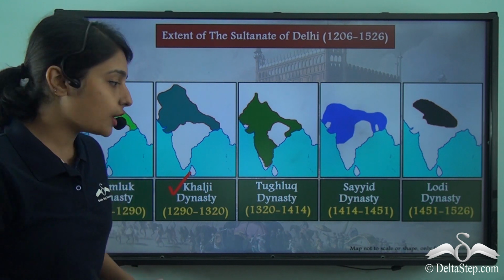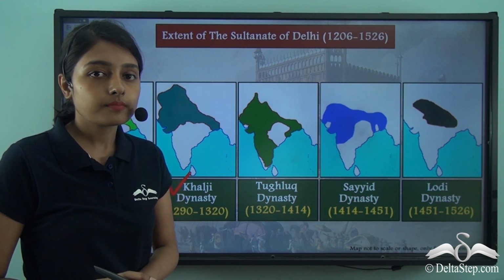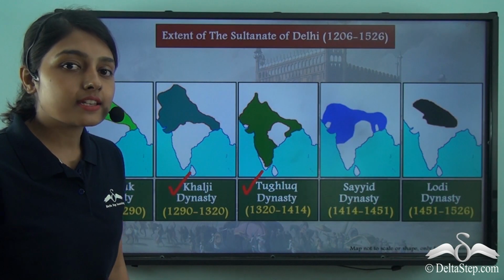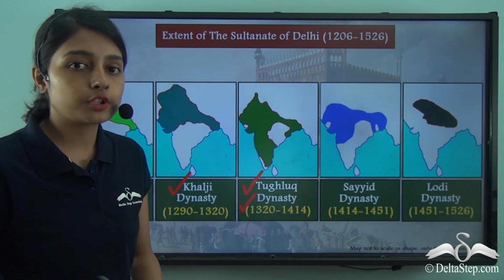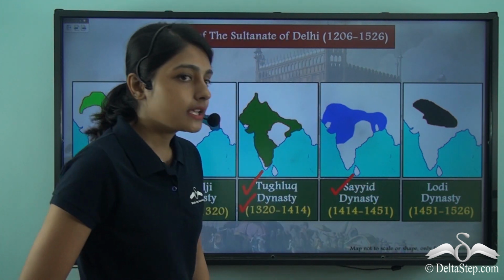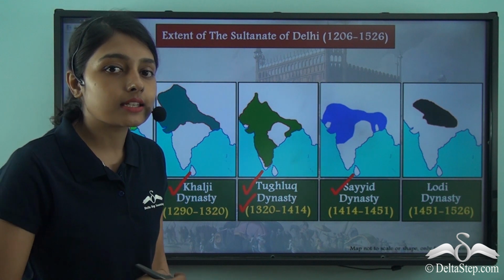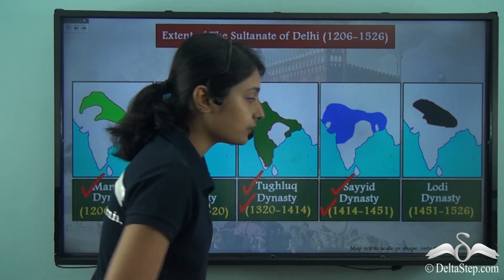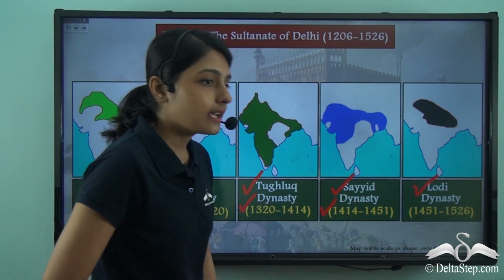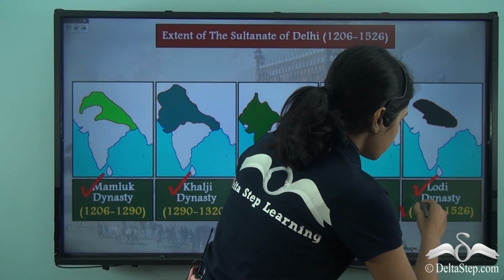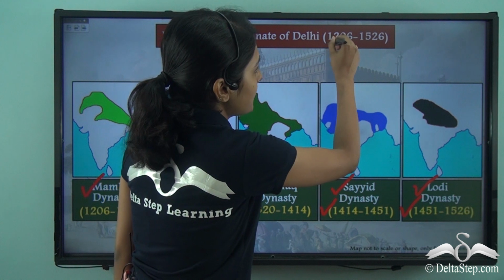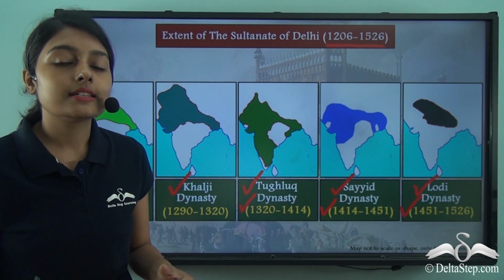This second dynasty ruled from 1290 to 1320, following which came the Tughlaq dynasty, and this dynasty ruled from 1320 to 1414. Following these 3 dynasties came the Sayyid dynasty. This was the 4th dynasty to rule under the Delhi Sultanate, and it ruled from 1414 to 1451. And last but not the least ruled the Lodi Dynasty. This dynasty ruled from 1451 to 1526. So the period between 1206 and 1526 marks the Delhi Sultanate.